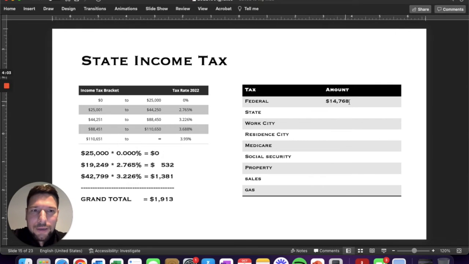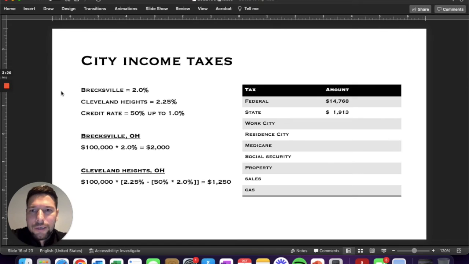So we'll populate that in our table over here. And then the state income tax for Ohio. These are Ohio's tax brackets for an individual that's single. Same idea here. The first $25,000 is taxed at a 0% income tax rate. The next roughly $19,000 is taxed at 2.765%, and then the final $43,000 is taxed at 3.226%. So we'll end up paying Ohio about $1,900 as a state income tax.